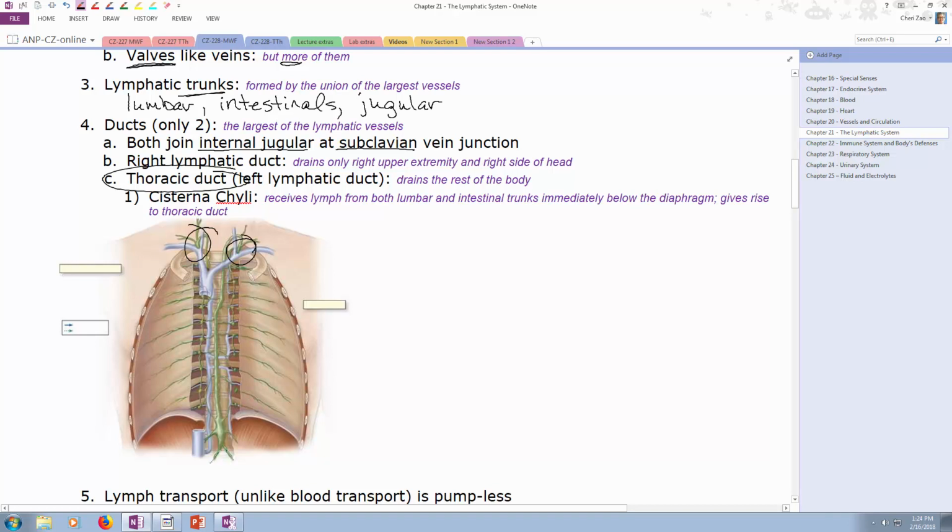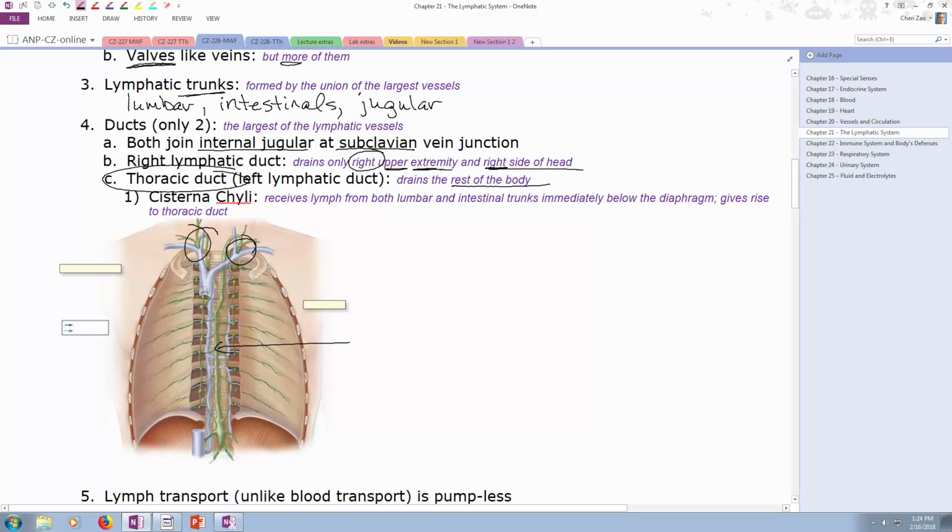Here is a really nice view of the thoracic duct, and that's why it's called the thoracic duct, because you find it in the thoracic cavity. The right lymphatic duct, however, is very, very small and only drains our right upper extremity and right side of head and neck. The thoracic duct will drain the rest of the body, every place else except the right upper extremity and right side of head and neck.